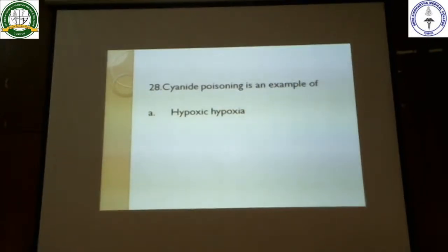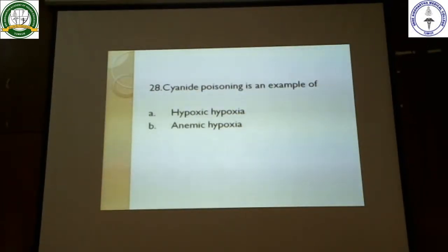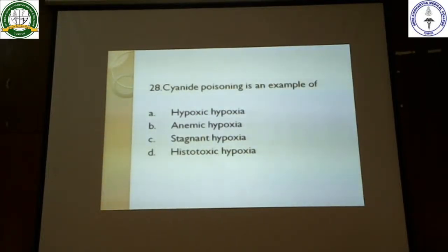Cyanide poisoning is an example of hypoxic hypoxia, anemic hypoxia, stagnant hypoxia, or histotoxic hypoxia. The answer is histotoxic hypoxia. Cyanide poisoning will inhibit the cytochrome oxidase, which will not allow the tissue to utilize oxygen. Cytochrome oxidase is necessary for the utilization of oxygen. So the answer is histotoxic hypoxia.